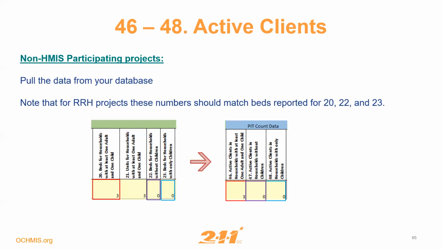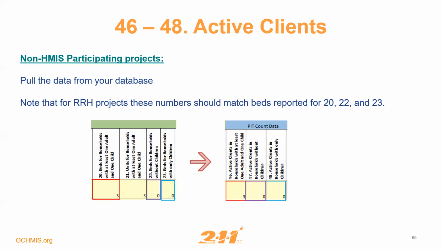And then the same is the case for question 22. For beds for households without children, there were 0 active clients housed on the night of the HIC. So for question 47, they reported 0. And in question 23, in the HIC answer form, they reported 0 beds. And for 48, they should also report 0. So these numbers should be corresponding. 20 should correspond to 46. The number in 22 should correspond to question 47, and the number that you report in question 23 should correspond to the number reported in question 48.